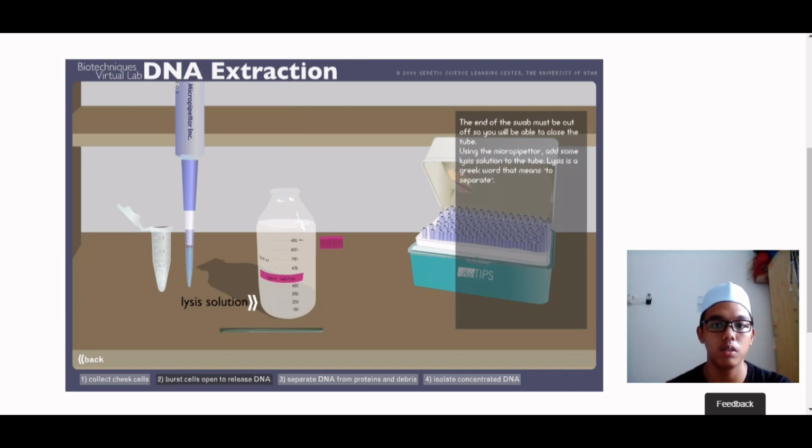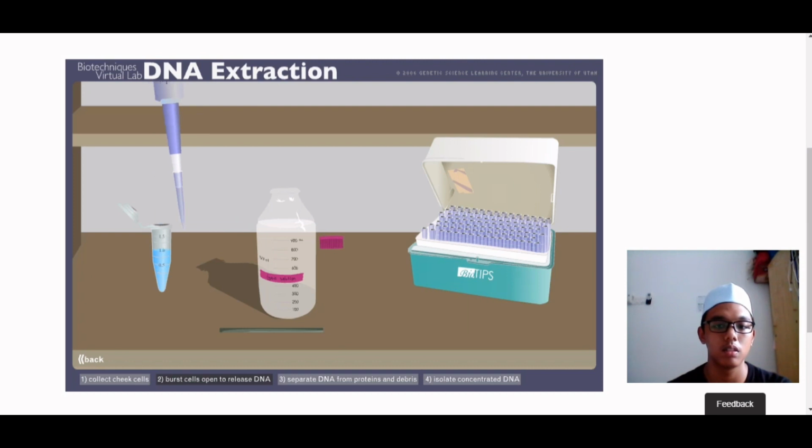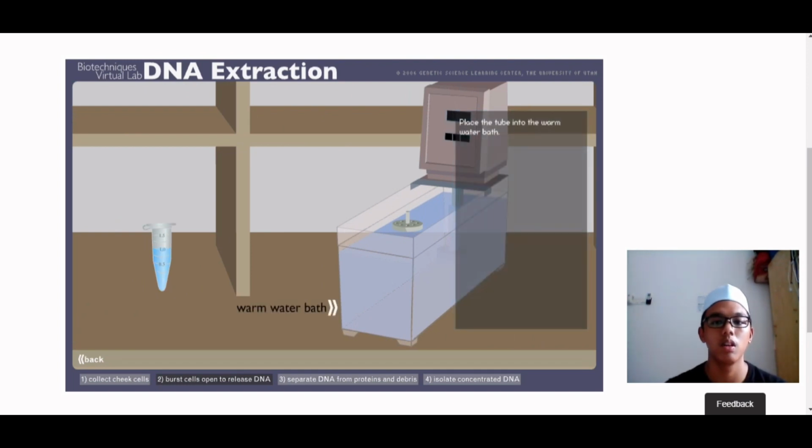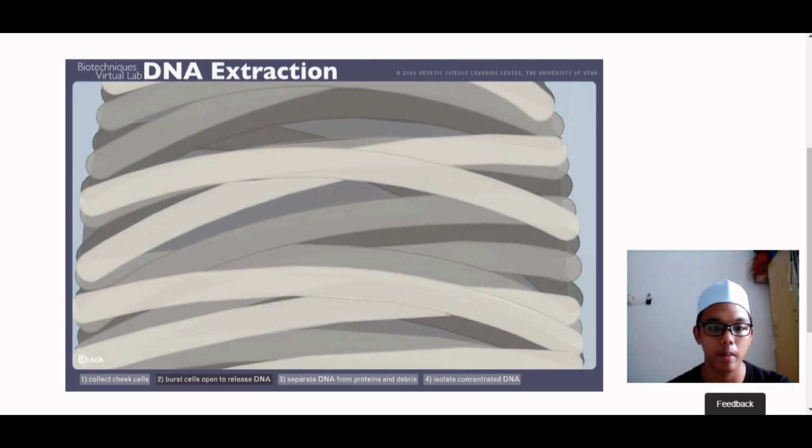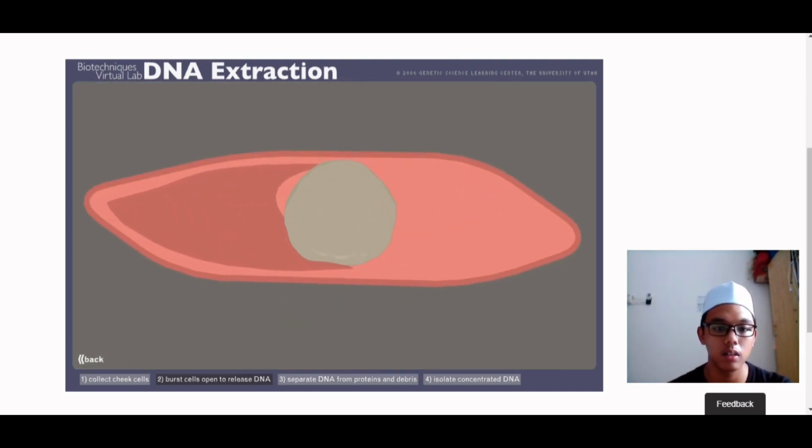The end of the swab must be cut off so we are able to close the tube. Using the micropipette, we will add some lysis solution to the tube. Lysis is a Greek word that means to separate. So we will separate the cheek cells from the swab. Then we will place the tube into the warm water bath.